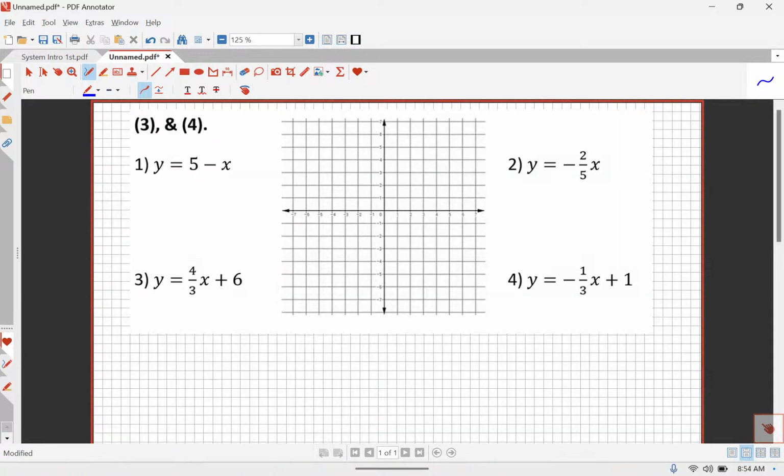5. And what is the change in y on number 1? 1. And what is the change in x on number 1? -1. So please graph number 1 onto this coordinate plane, if the y-intercept is 5, the change in y is 1, and the change in x is -1. Very good. Perfect.